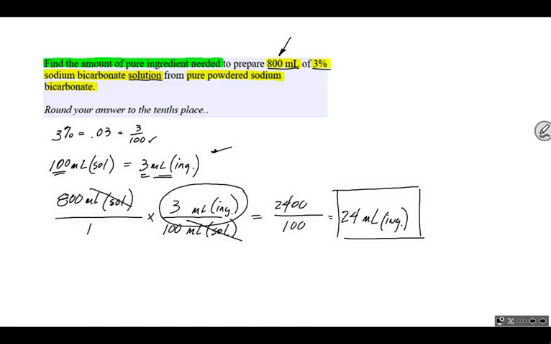So that sodium bicarbonate has a chemical formula. It is NaHCO3. It's got some sodium and some hydrogen and carbon and oxygen. Sodium bicarbonate goes by the common name baking soda, and you probably have a box of this in your cupboard at home.